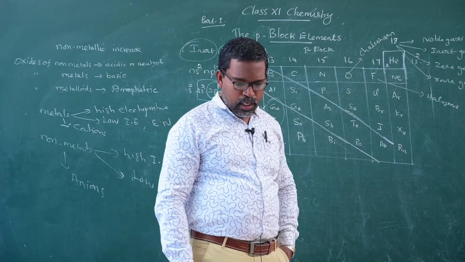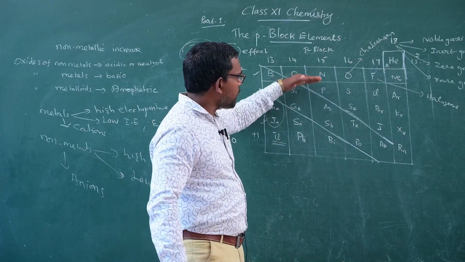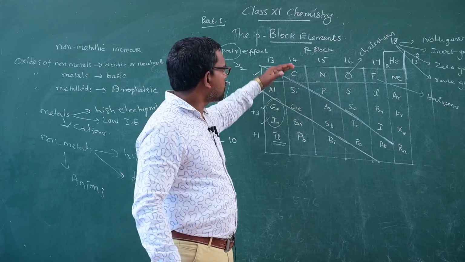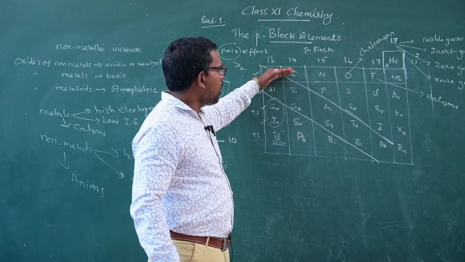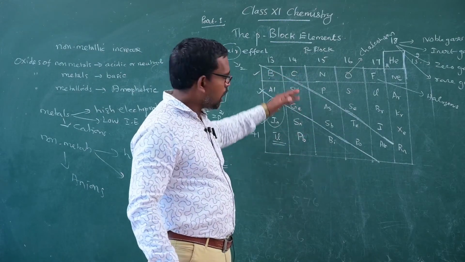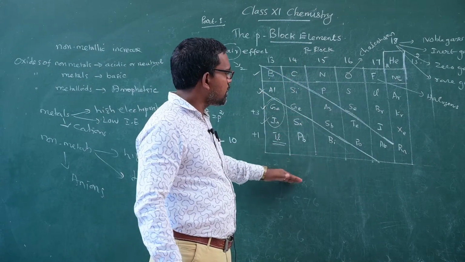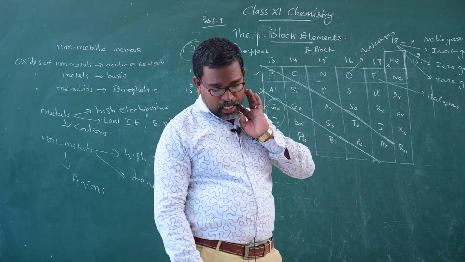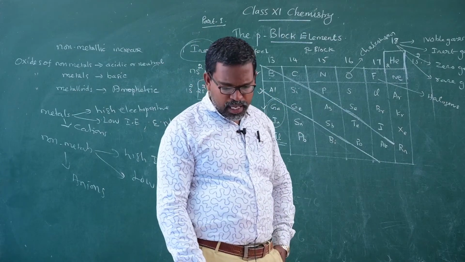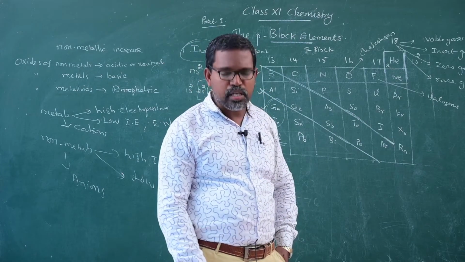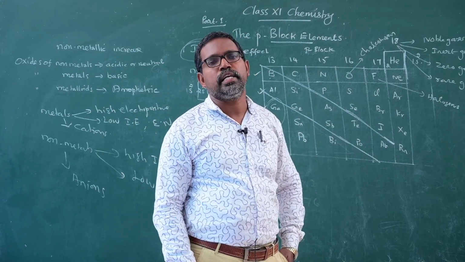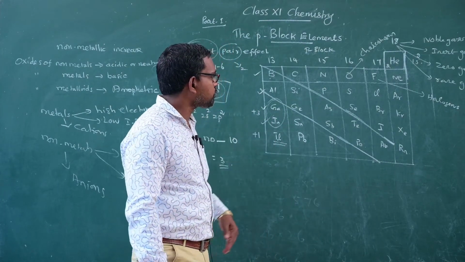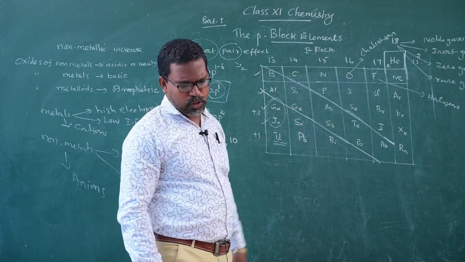In a similar way, these properties decrease as we move down the group. So the three properties, electronegativity, ionization enthalpy and oxidizing property, decrease as we move down the group. Covalent radius, van der Waals radius and metallic radius are the three properties that increase down the group.